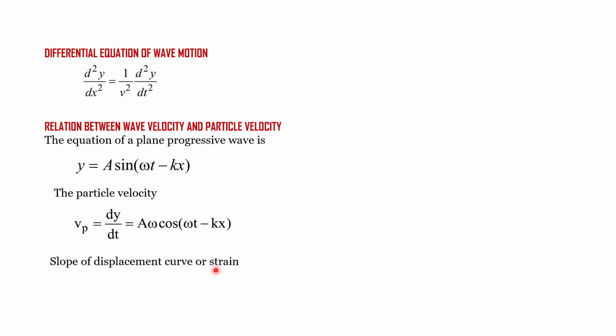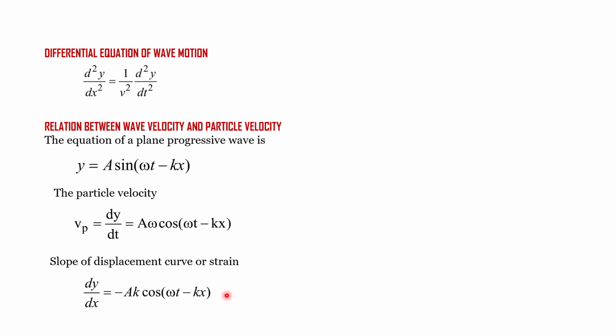Next, the slope of the displacement curve, or the strain. To find the slope, differentiate dy by dx, that is, differentiate this expression with respect to x. We will end up with minus a k cos of omega t minus kx.